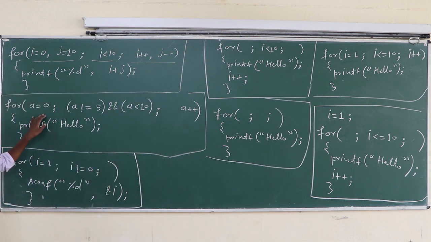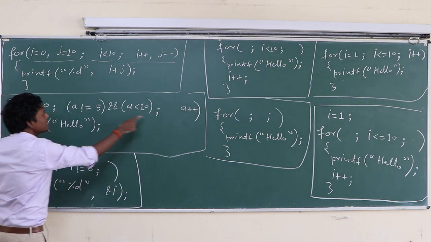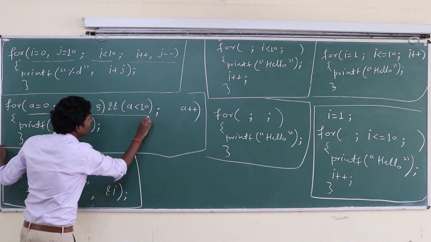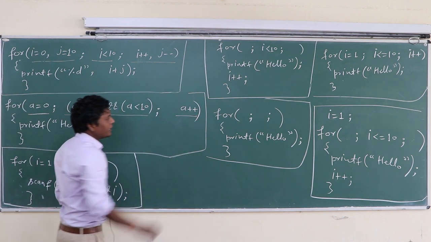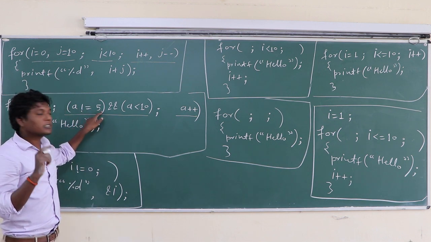Class, this is another program. In this program there are also two semicolons, semicolon 1 and semicolon 2. This is the initialization, this is the testing, and this is the increment or decrement. Class, this is the single condition.